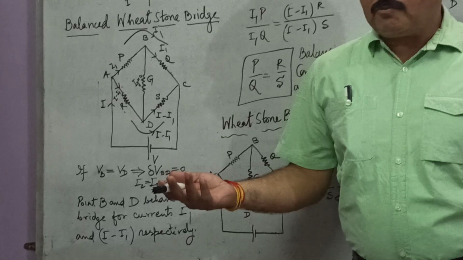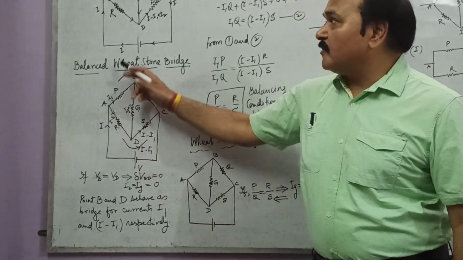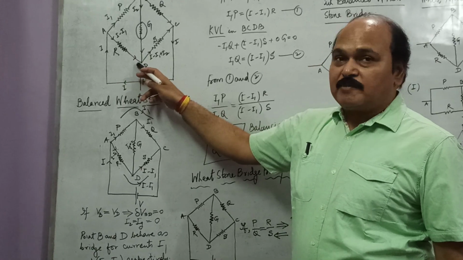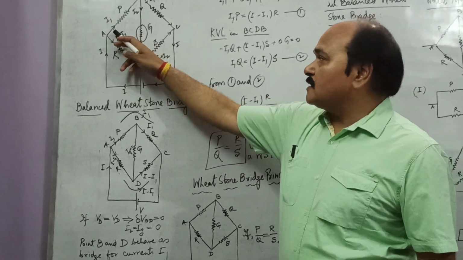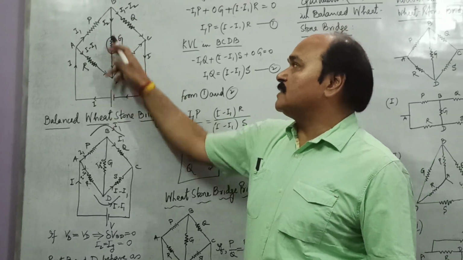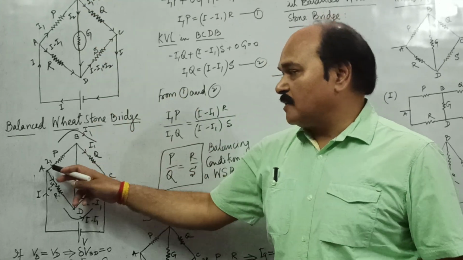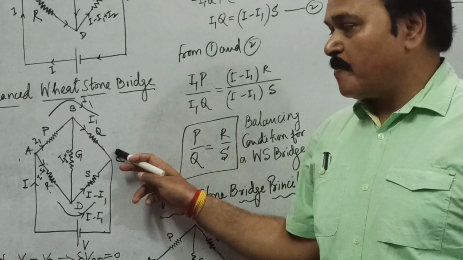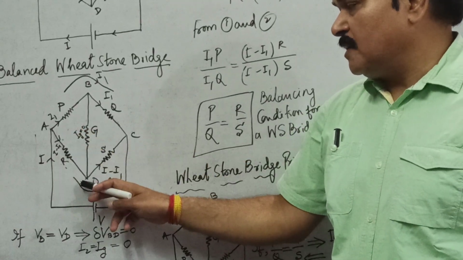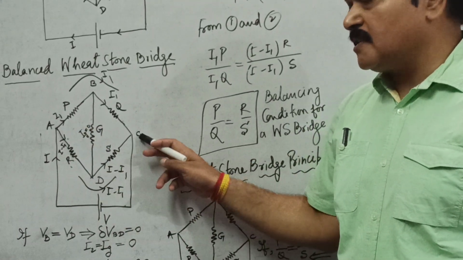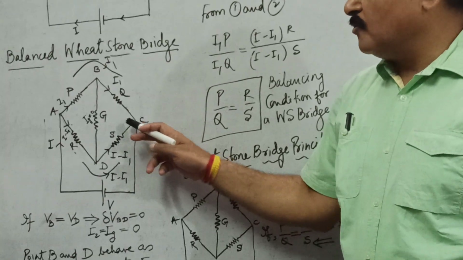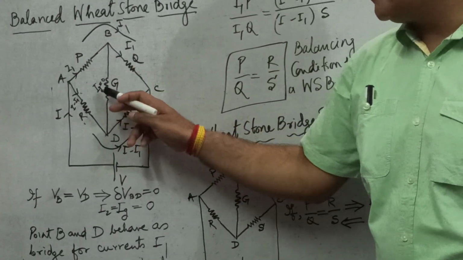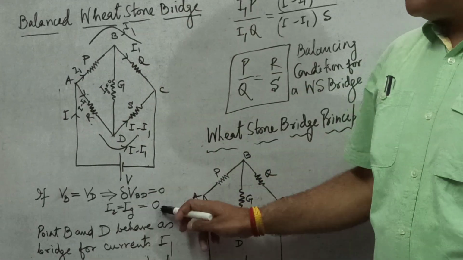Now in this situation, what happens? The current which comes from here, this side I1, and current which moves in this direction, I minus I1, none of these currents move into this direction. That means the current which comes from here straightway moves through Q, and the current coming from this point crosses over this point D and reaches point C. So no current passes through galvanometer. That means Ig is 0, current through galvanometer is 0, or I2 is 0.